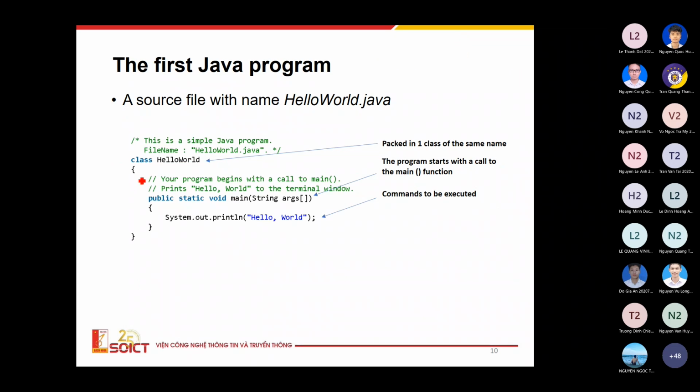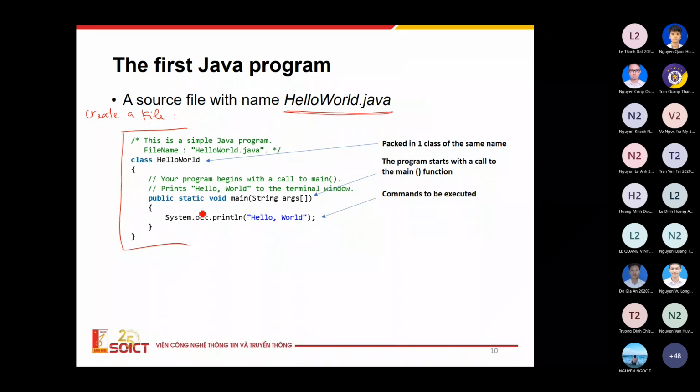And here is your first program. Okay, you use the combination of comments in your program, and you will type down this program in a file. Okay, you will create a file with the name HelloWorld.java.